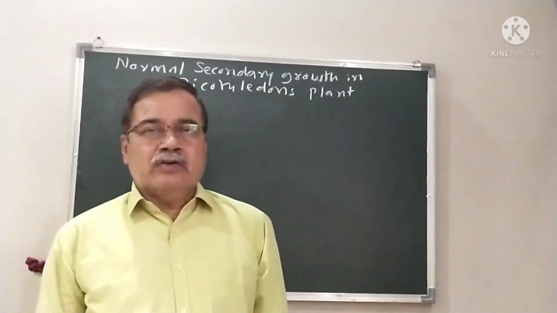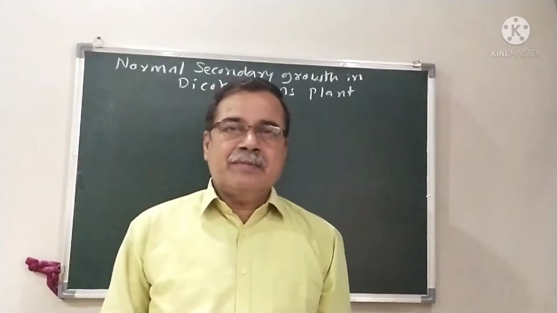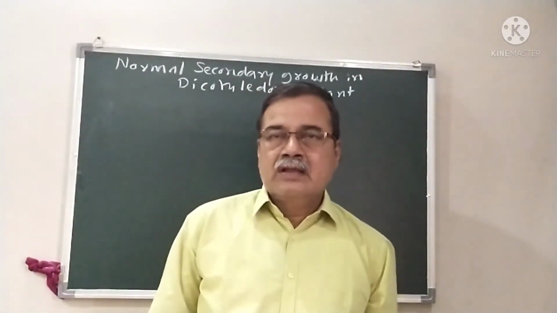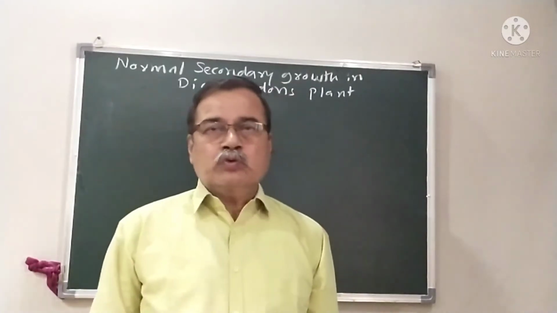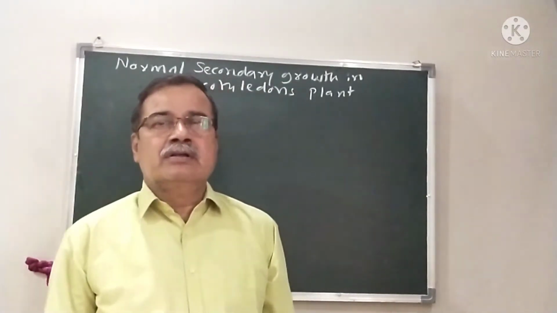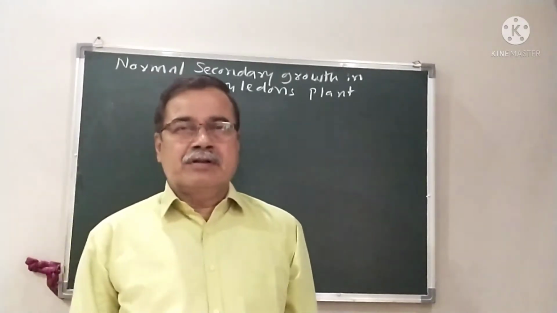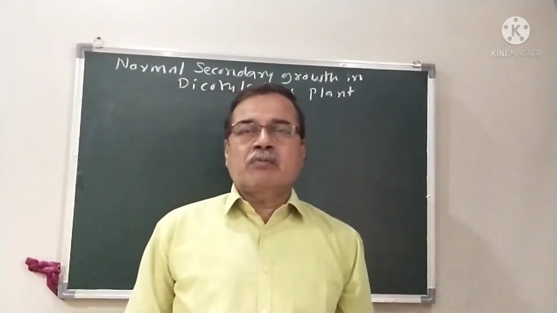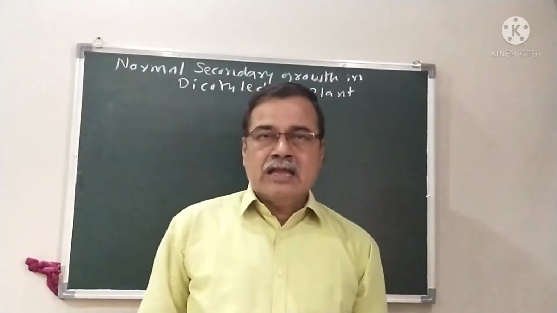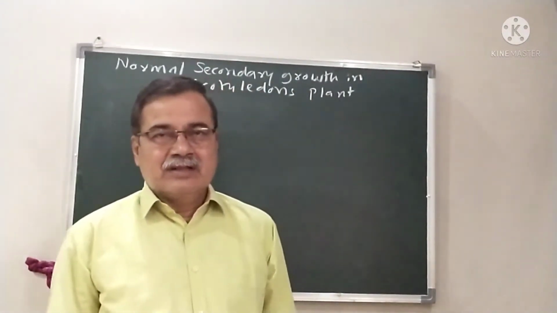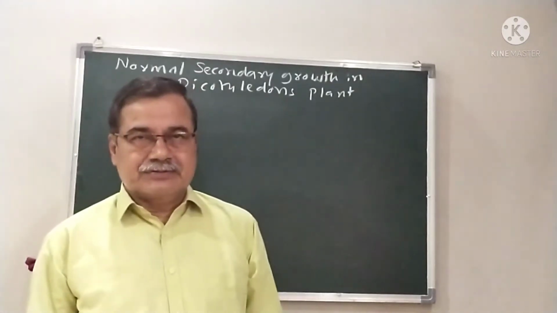In secondary growth, secondary xylem and secondary phloem are the important main tissues. Secondary xylem is produced in a major amount, and secondary phloem is produced in a minor amount. If such a proportion is there, then this growth is known as a normal secondary growth.